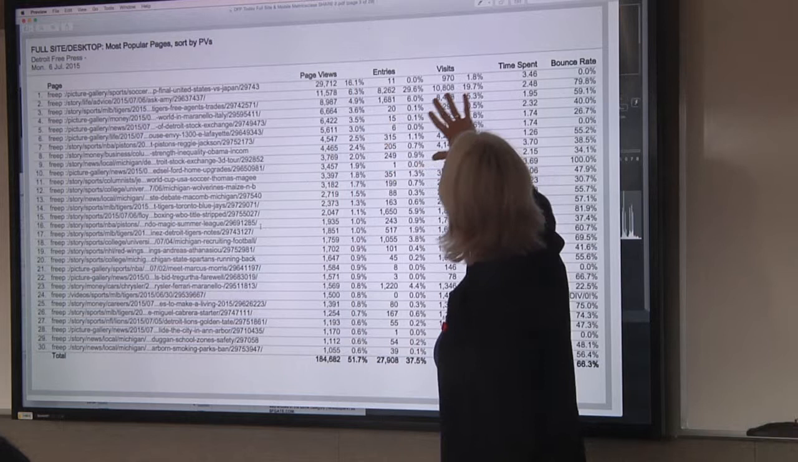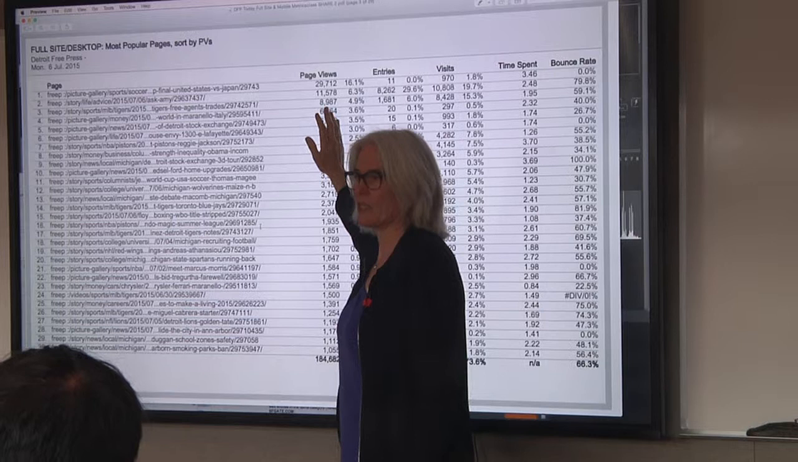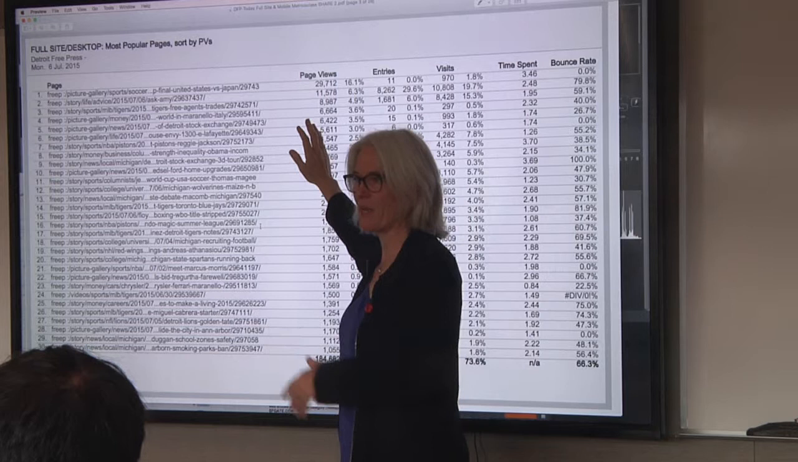I think it's important to understand some of these different metrics for a particular story. So page views we get a lot. We all understand what a page view is, right? You click on a page, it's a page view, you go onto another page, that's another page view. But the entry is important.